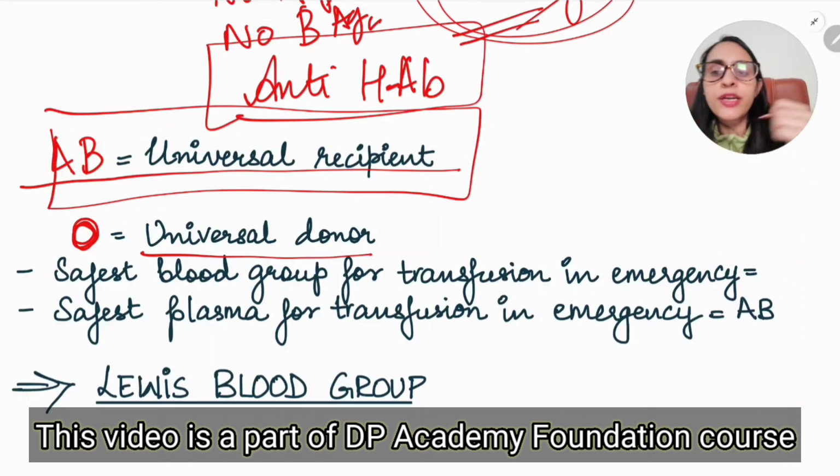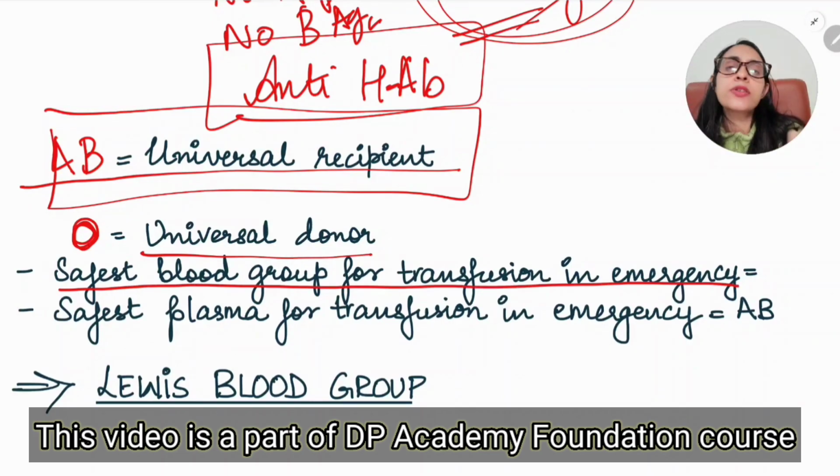O blood group can donate to any person. Why? Because there is no antigen present on the O blood group. When no antigen is present, it is not going to react. Because of this, it is the safest blood group for transfusion in emergency. A person comes to the hospital in an emergency and you do not have time to check the blood group. There is a lot of blood loss and the patient is barely surviving. In that case, your main concern is to keep the patient alive.